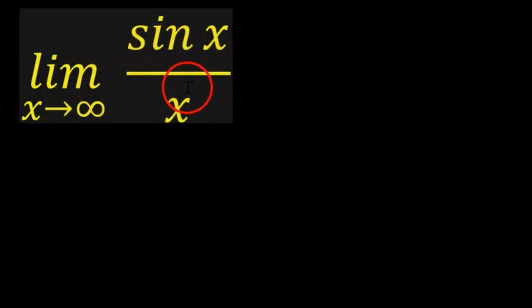Now there's the shortcut method and there's the proper theorem way to do it. We'll do both. The shortcut method is, if you look at the numerator, it oscillates between two numbers. Sine x goes between negative 1 and 1, but the denominator becomes super large. It goes to infinity. And if you have a fraction with a very, very large denominator, then this goes to 0. That's basically all it is.